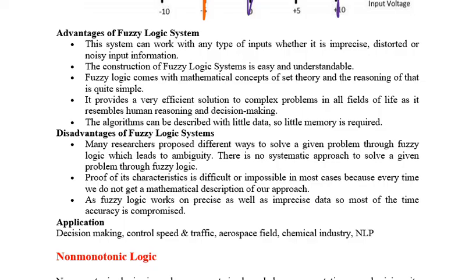And what are the applications where we can use this fuzzy logic? In the aerospace fields, we can use it in control systems, and in traffic, in place of speed and traffic, we can also use it to control the traffic. In decision making support systems also we can use it, and in chemical industries also, NLP, neural networks and modern control systems. So in this way we can use it. These are the applications of fuzzy logic.